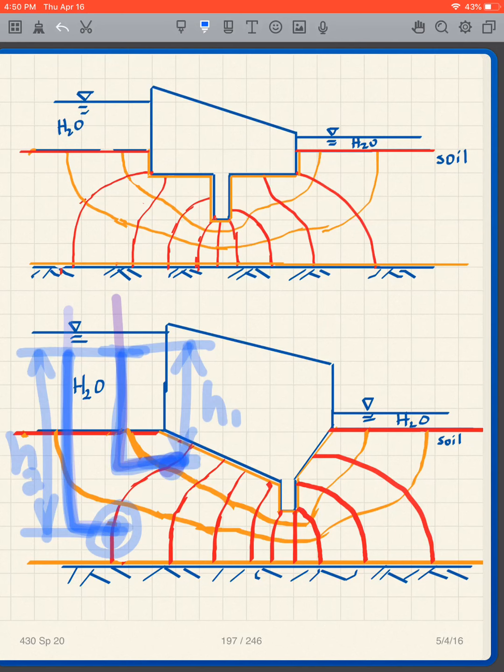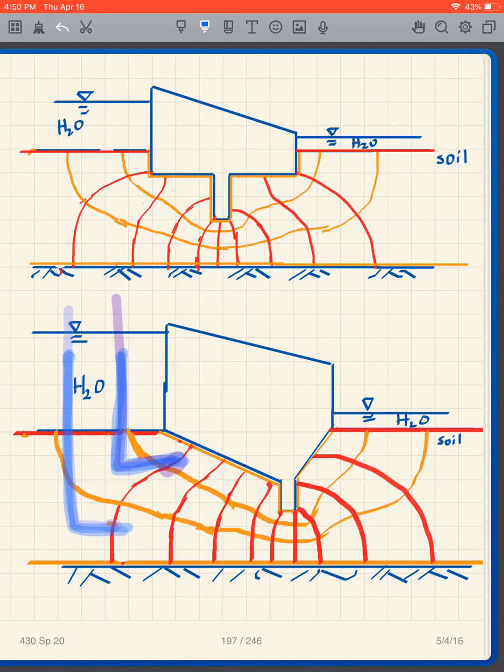So our goal in a lot of these problems will be to get the pore pressure at different points. And the method will be to figure out the water level in the piezometer and then multiply it times, well, gamma W.